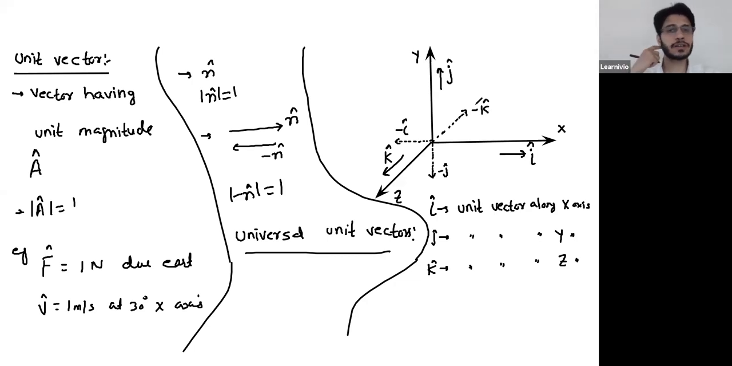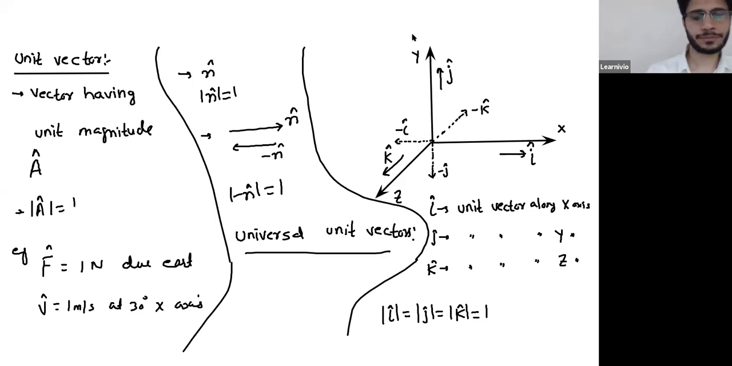So these unit vectors have fixed direction. Wherever you have I cap, that means it's along x-axis. J cap always means along y-axis. And what about the magnitude of I cap? What is the magnitude of I cap? 1. I cap, j cap, k cap, all magnitudes are 1. All have one magnitude. Okay, just note it down.